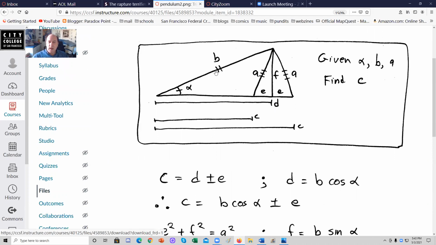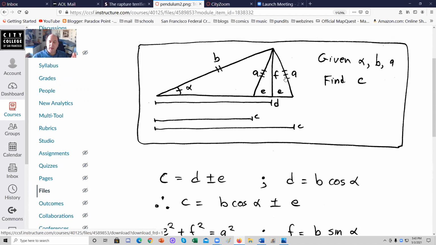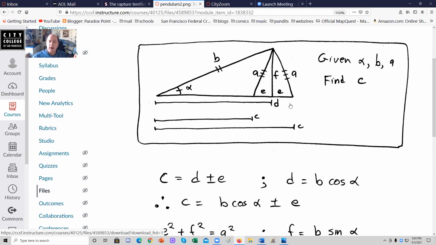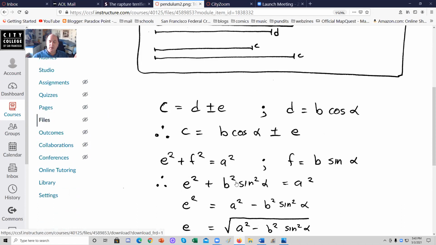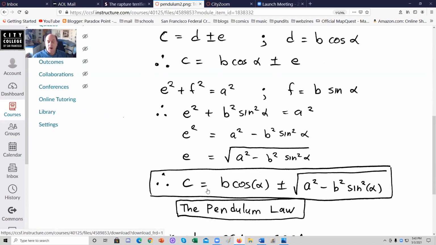D is B cos alpha. And so therefore C is B cos alpha plus or minus E. Well, okay, now we need to find what E is. Well, E squared plus F squared equals A squared. And F is B sine alpha. So E squared plus B squared sine squared alpha equals A squared. E squared is A squared minus B squared sine squared alpha. So E is the square root of that. And so there we go. C is B cosine alpha plus or minus the square root of A squared minus B squared sine squared alpha.